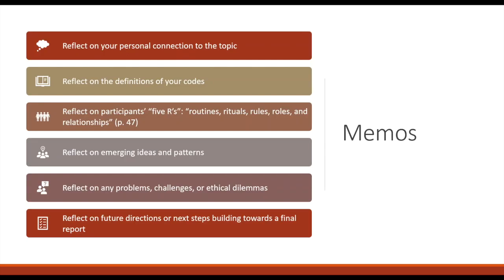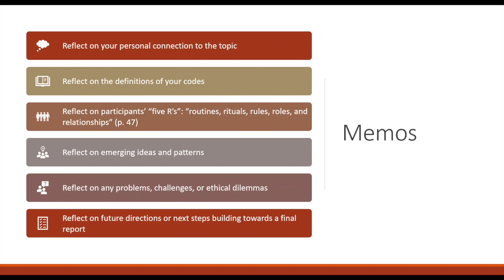Saldana provides suggestions for what you might write about in your memos. These include reflecting on your personal connection to the topic, the definitions you give for the codes, the 5 R's of participants: routines, rituals, rules, roles, and relationships, emerging ideas and patterns, problems, challenges, or ethical dilemmas, and thinking about the future, including next steps, building towards a final report. Taken together, your memos demonstrate your thinking throughout the process.